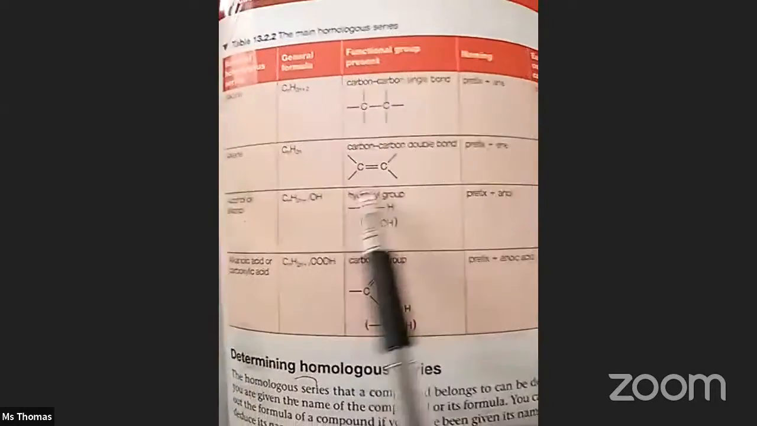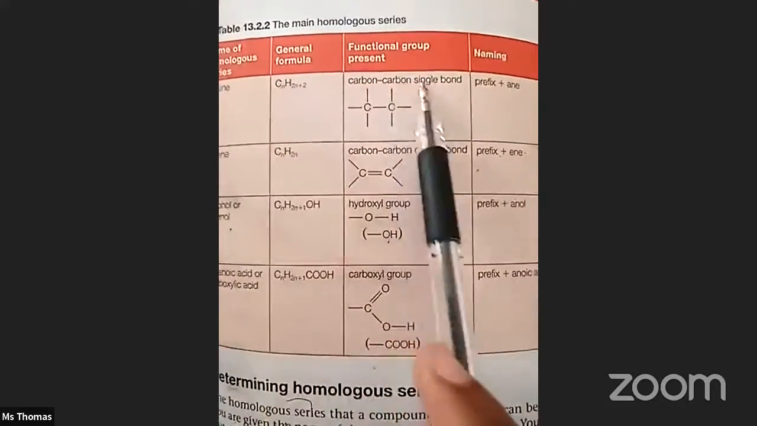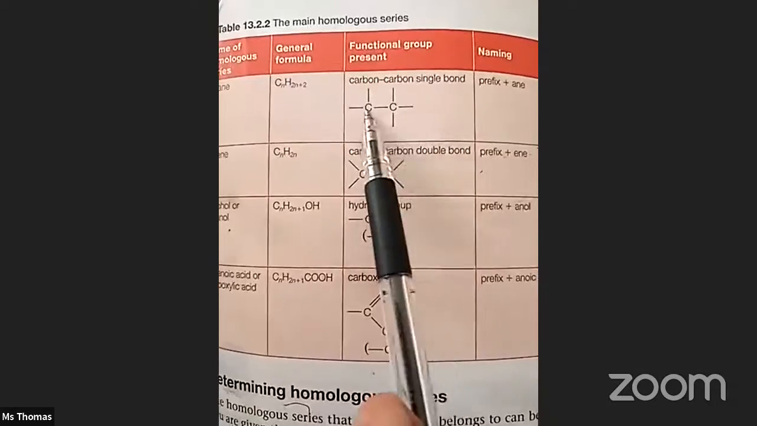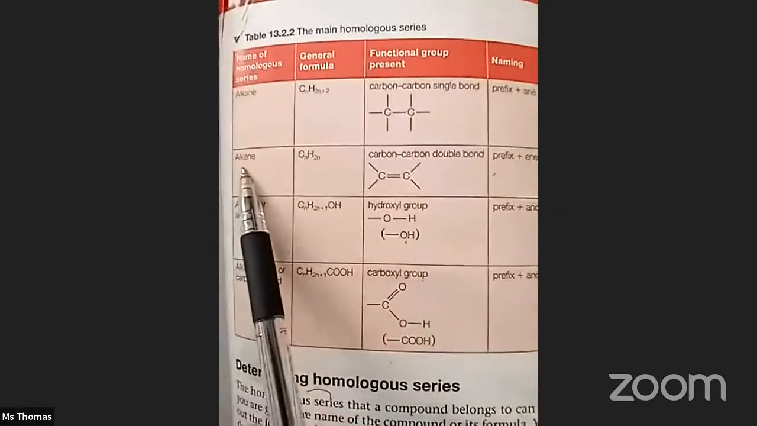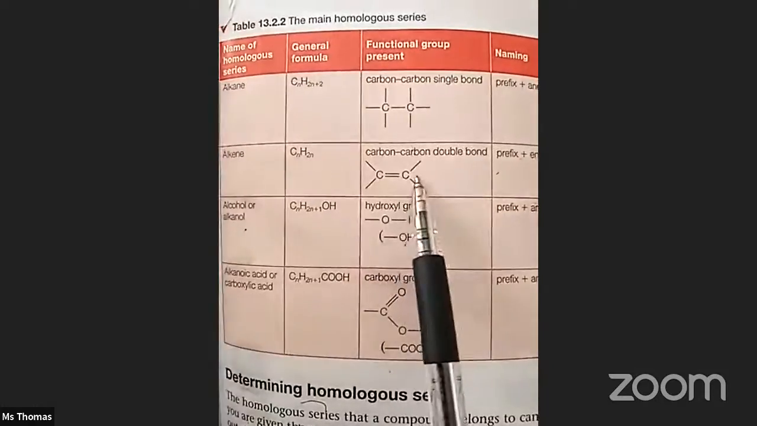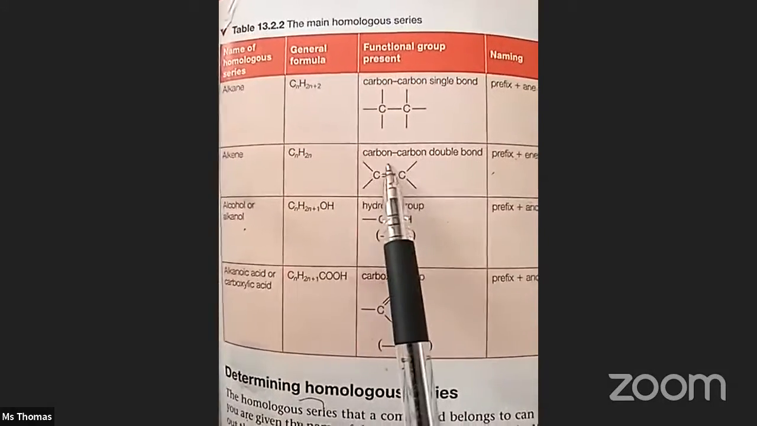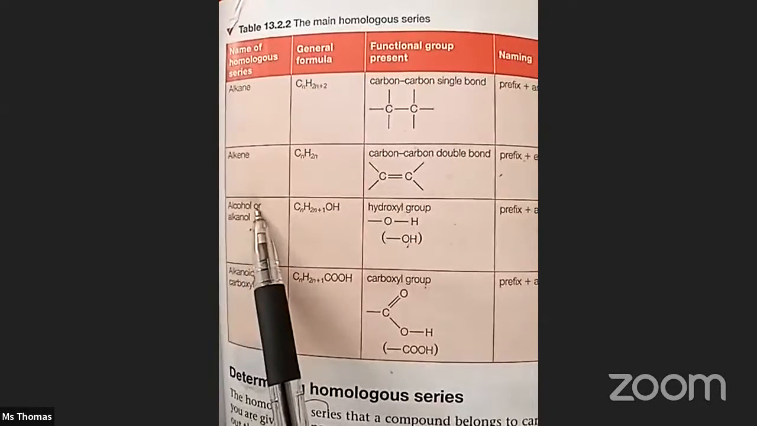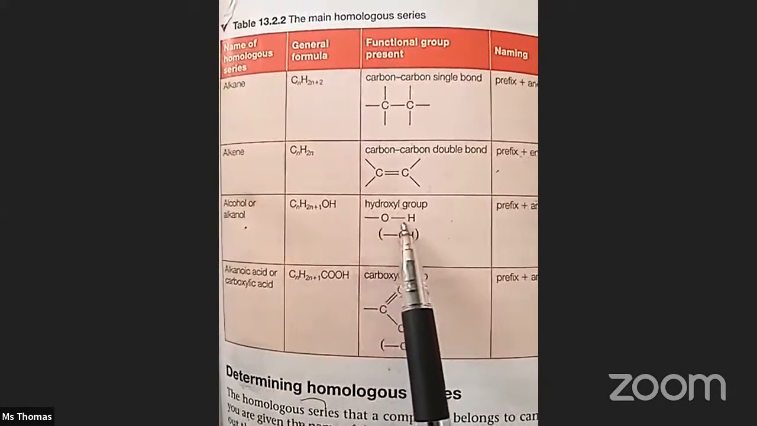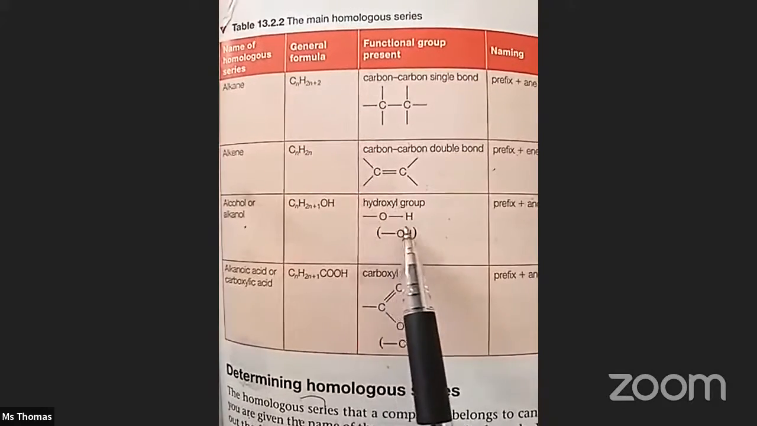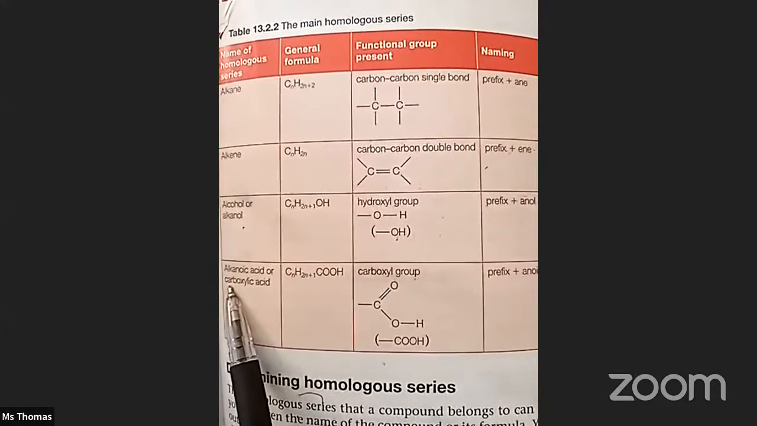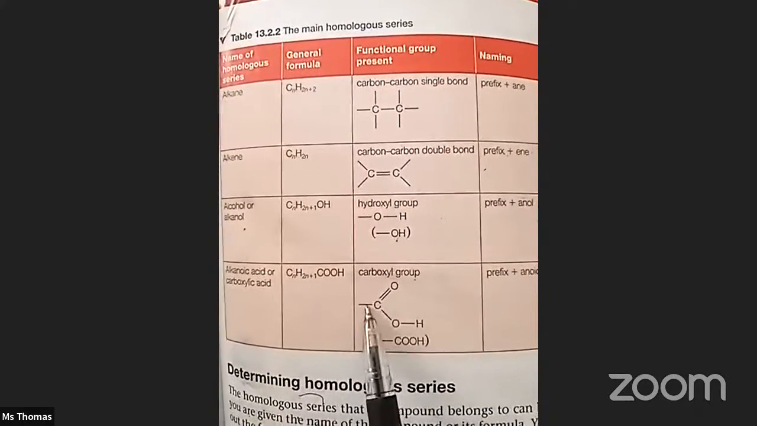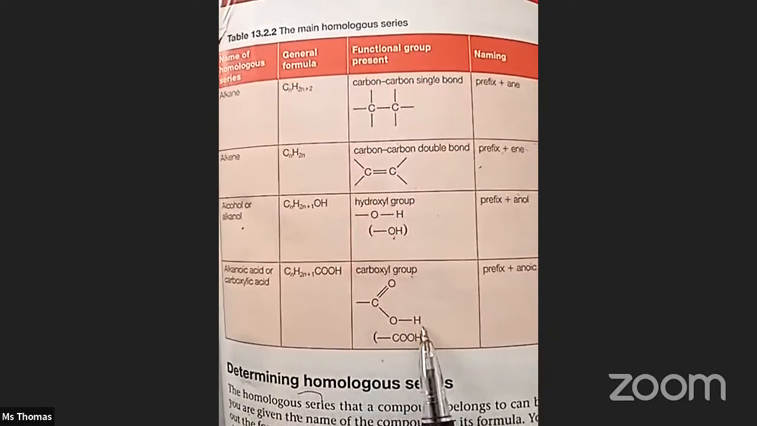So for example, we have here alkanes, and their functional group is the carbon-to-carbon single bond. For alkenes, their functional group is the carbon-to-carbon double bond. For alcohols, their functional group is the hydroxyl or the OH group. For alkanoic or carboxylic acids, the functional group is the COOH group.